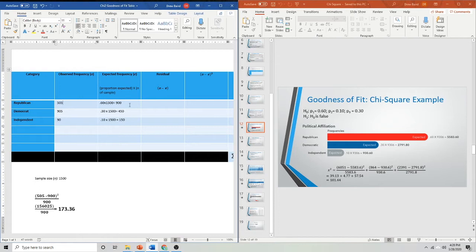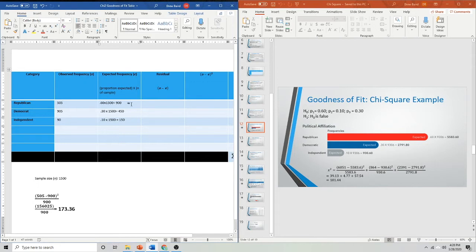So it's super simple to get the expected frequency. Just multiply the proportion that you saw in your population by your overall sample size, and that gives you what you would expect if your sample looked exactly like your population. Now you can already tell there's a difference, and this is probably leading towards statistical significance, because 505 is a way smaller number than 900, but we're going to go through the whole test to be statistically rigorous.